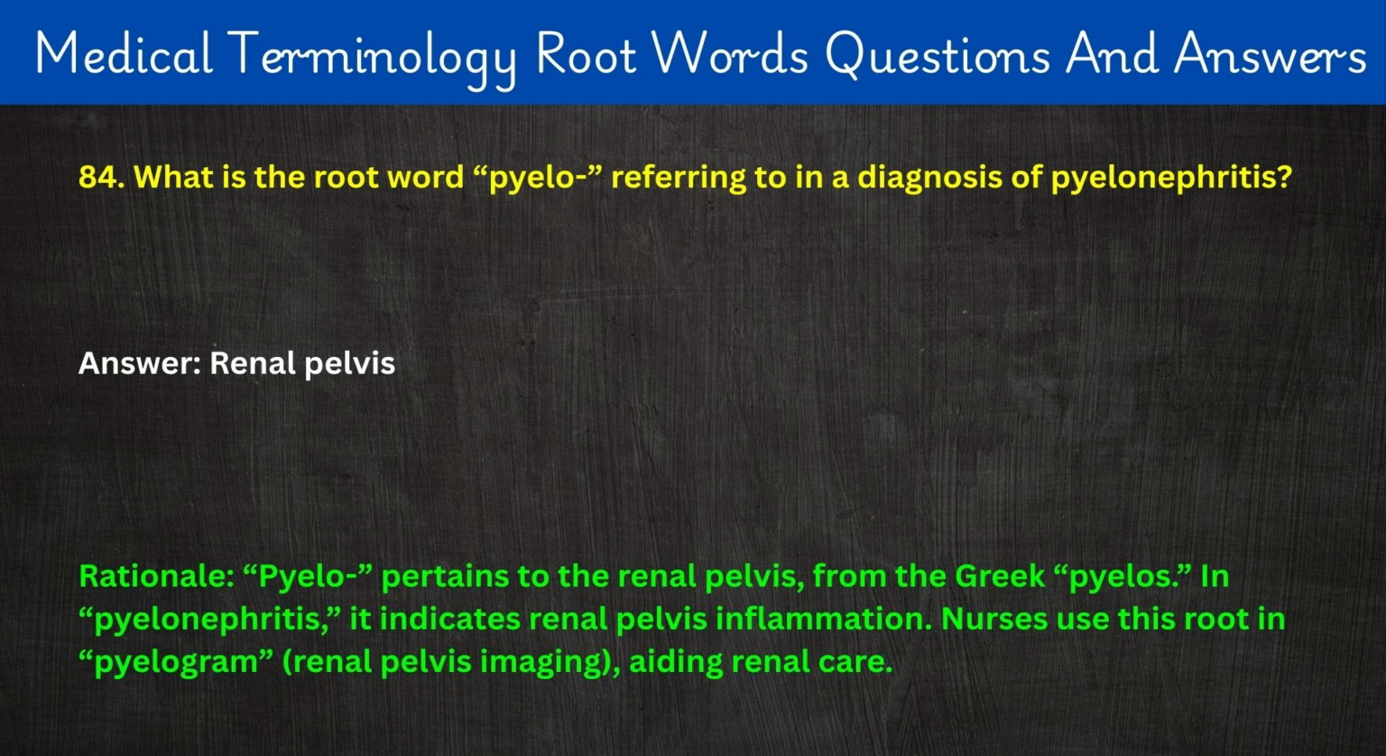84. What is the root word pyelo- referring to in a diagnosis of pyelonephritis? Answer: renal pelvis. Rationale: Pyelo- pertains to the renal pelvis, from the Greek pyelos. In pyelonephritis, it indicates renal pelvis inflammation. Nurses use this root in pyelogram, renal pelvis imaging, aiding renal care.